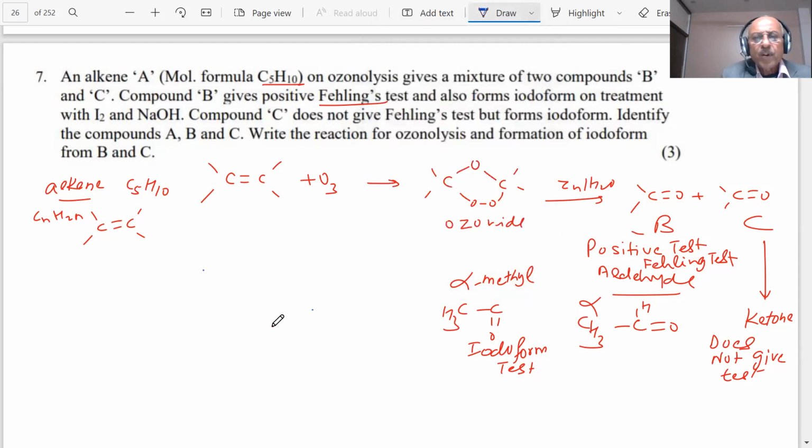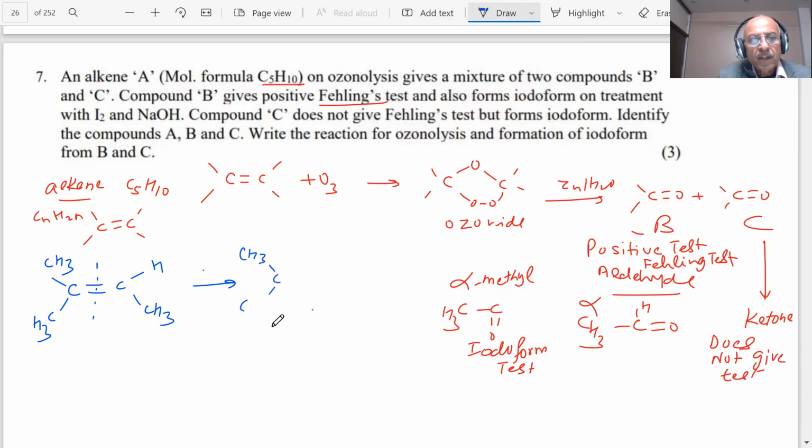So what has happened, students? This formula is C5H10O. And one of these, you are saying, is an aldehyde, which will mean that if it breaks here, then this will give an aldehyde. The formula is C5H10O2. Then what is left? CH3 and CH3. So if this is the story, then what is the ozonide?